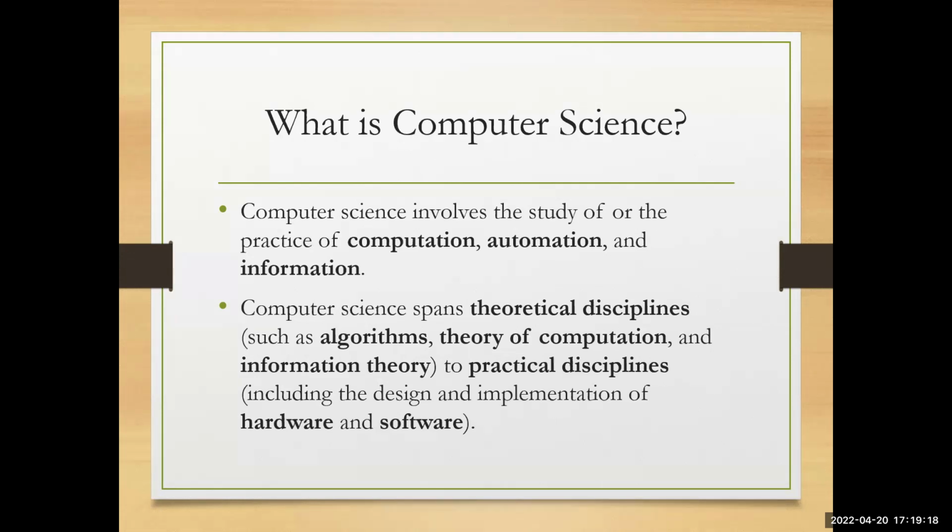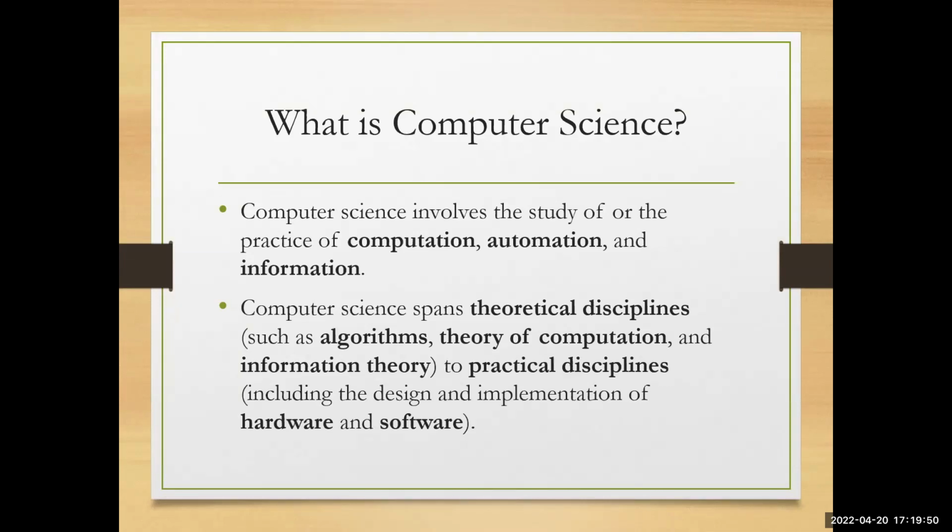And then the third aspect is information. This means we want to convert the problems in various domains into the information that can be processed by the computers, so that they can help us to solve problems in various domains, in various sciences. So we have these three important aspects in computer science: computation, automation, and information.